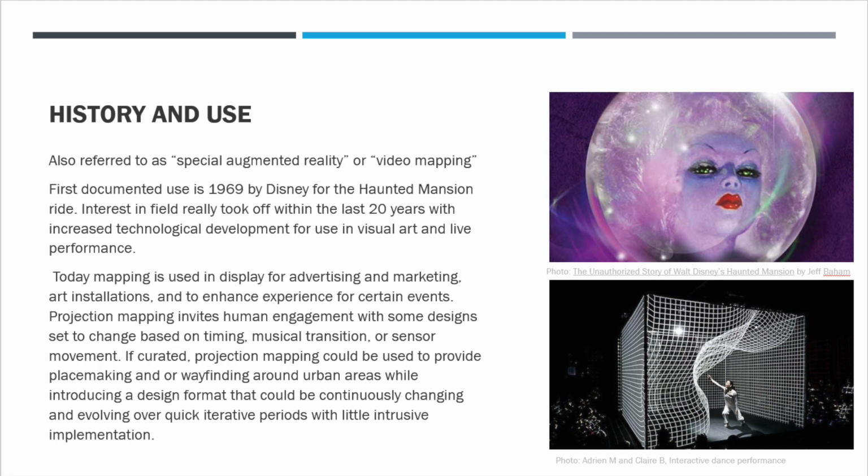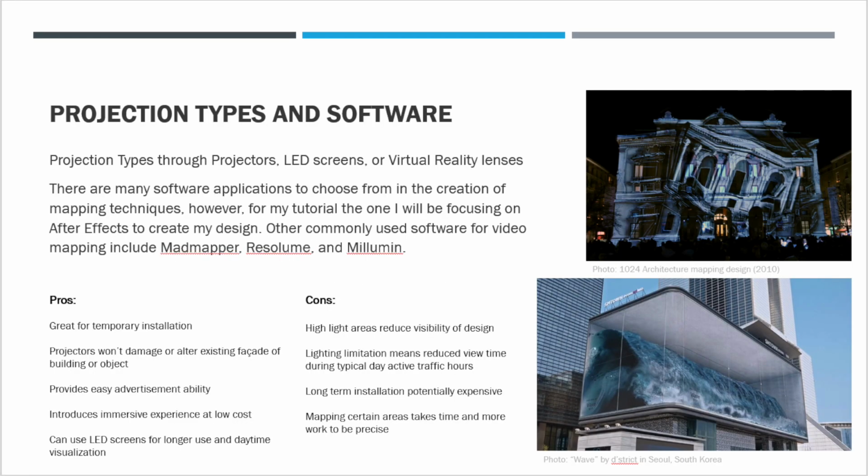And if curated, I believe projection mapping could be used to provide placemaking or wayfinding around urban areas while introducing a design that could continuously be changing and evolving through quick iterative periods with a little intrusive implementation. Some projection types that are typically used are projectors, LED screens, or virtual reality lenses.